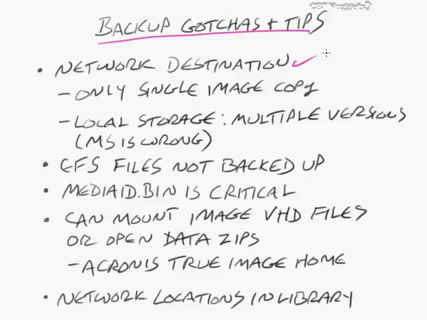This is what I just mentioned. A network destination will only store a single image copy. Other backups that you make to that same location for images will be overwritten. And then the local storage, this is something that, again, I'm afraid Microsoft is wrong on this. For local storage like external serial ATA drives, which is what I use because they're the fastest type, well, you can keep multiple versions on those.